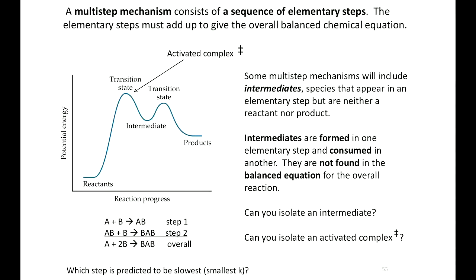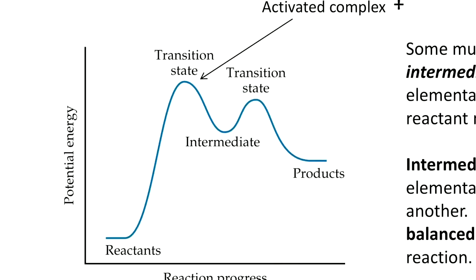So I mentioned that when we build a mechanism, we need to make sure that our elementary steps add up to our overall reaction. We can relate this to our energy diagram and the idea of activated complexes. Looking at this energy diagram, if you're over here and you want to get to products, how many steps do you have to get through? 2. Yeah, you have 2 hills to get over. You have 1 activation energy there, and then another one right there.